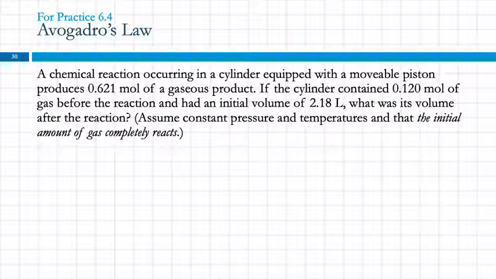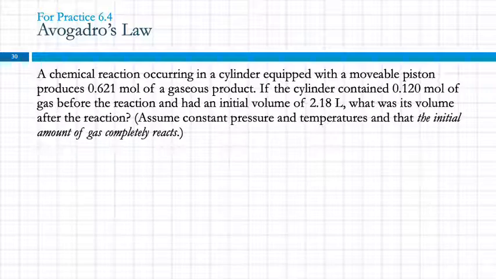So here's an Avogadro's Law problem. Chemical reaction occurring in a cylinder equipped with a movable piston, there's that thing again, produces 0.621 moles of a gaseous product. If the cylinder contained 0.120 moles of gas before the reaction and had an initial volume of 2.18 liters, what was its volume after the reaction? Assume constant pressure and temperature and that the initial amount of gas completely reacts. That's the fine print.